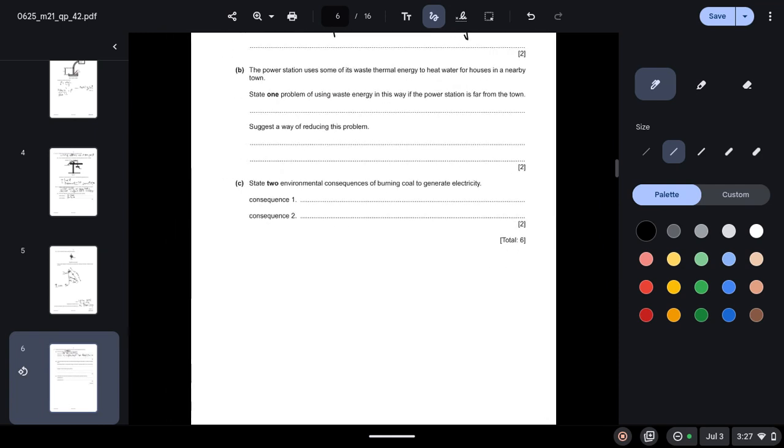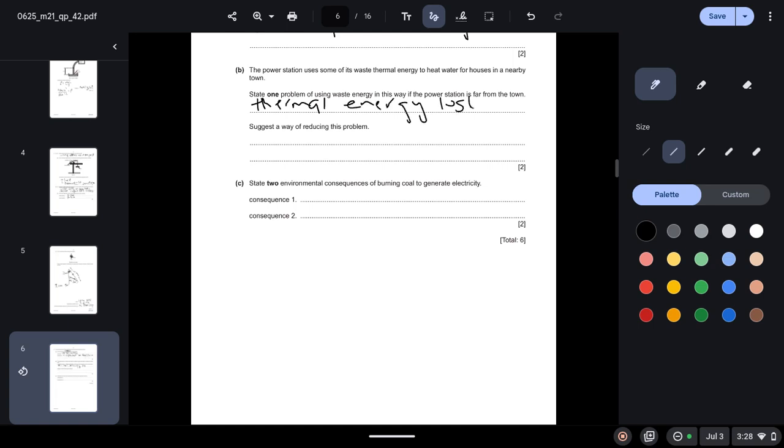The power station uses some of its waste thermal energy to heat water for houses in a nearby town. State one problem of using waste energy in this way if the power station is far from the town. So obviously if the power station is far from the town, the thermal energy of the water will be lost during the way, since it is far away. So when the heat is being transported, some heat will be lost due to the long distance.